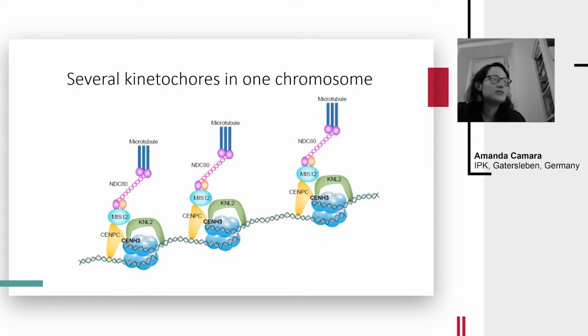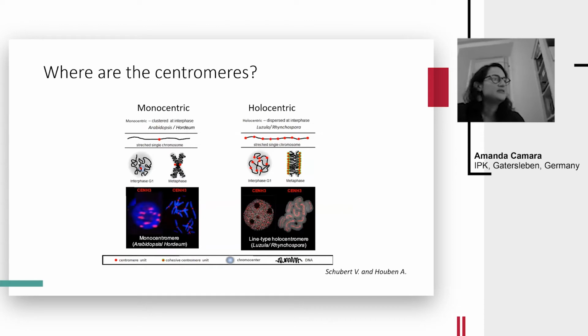And there's not only one in the chromosome, but several, and they can be distributed all along the chromosome, which is the case for holocentric chromosomes, or in a small region as for monocentric chromosomes. And there can also be other nucleosomes in between them. So we can have normal nucleosomes in between a few centromeric units. And just to differentiate monocentric and holocentric, where are these centromeric units found?